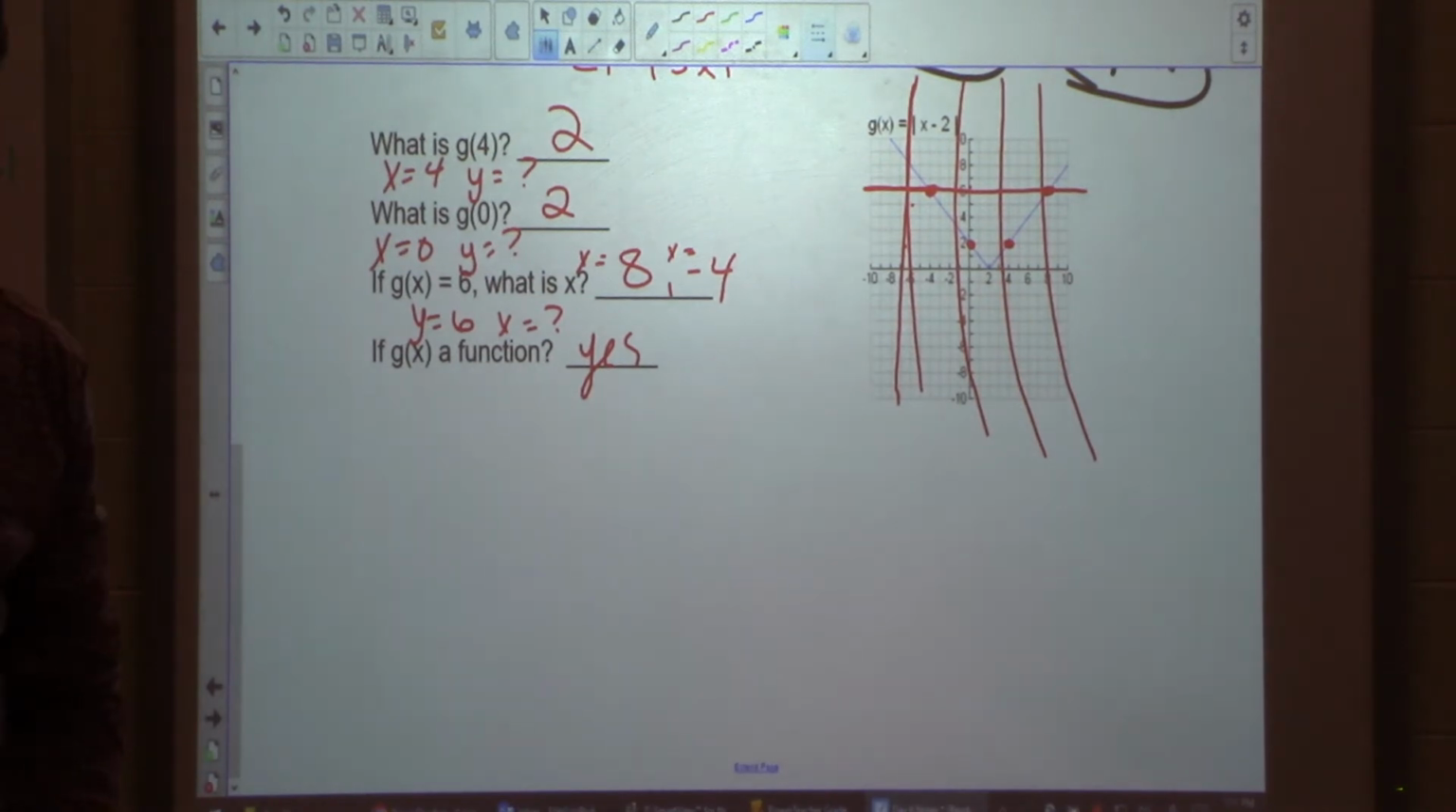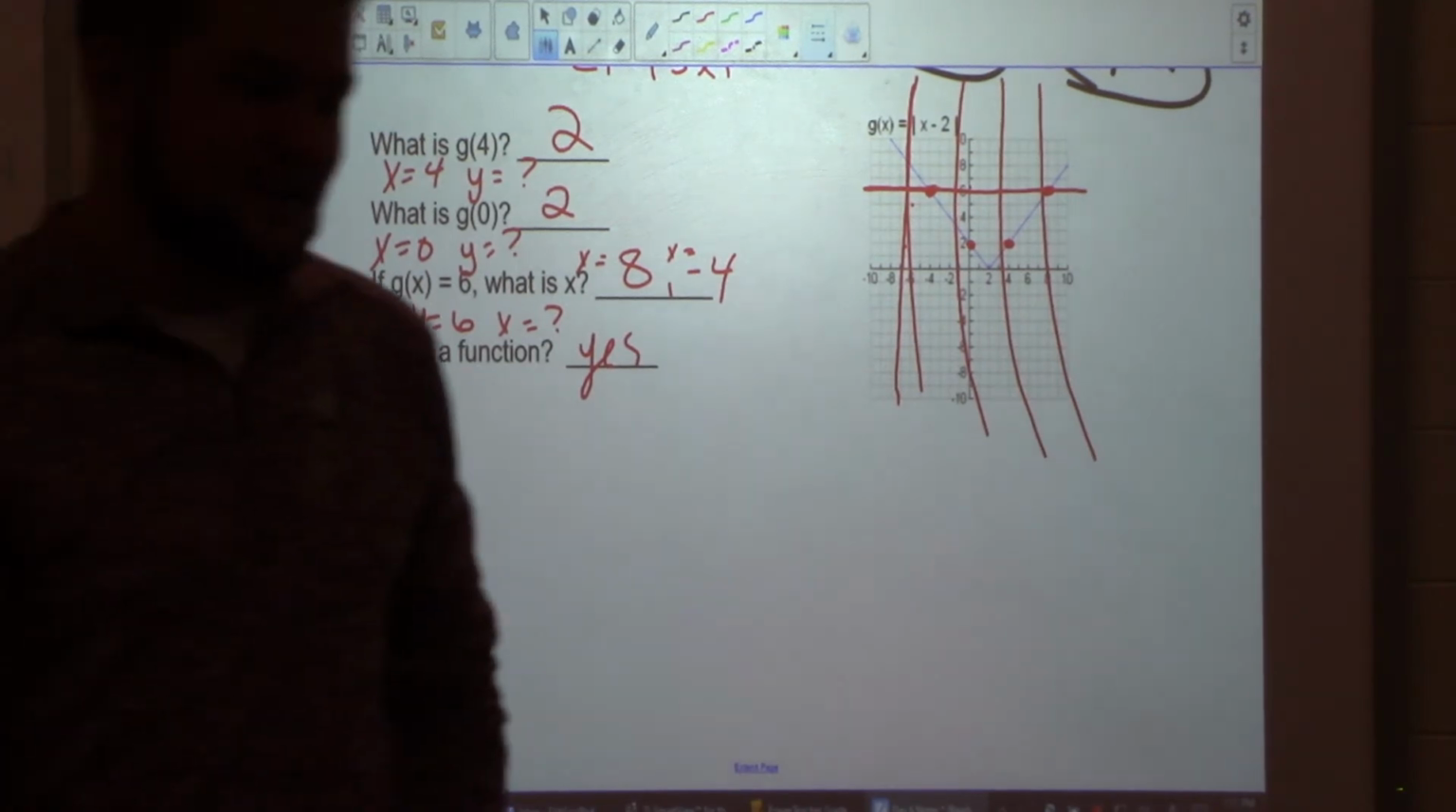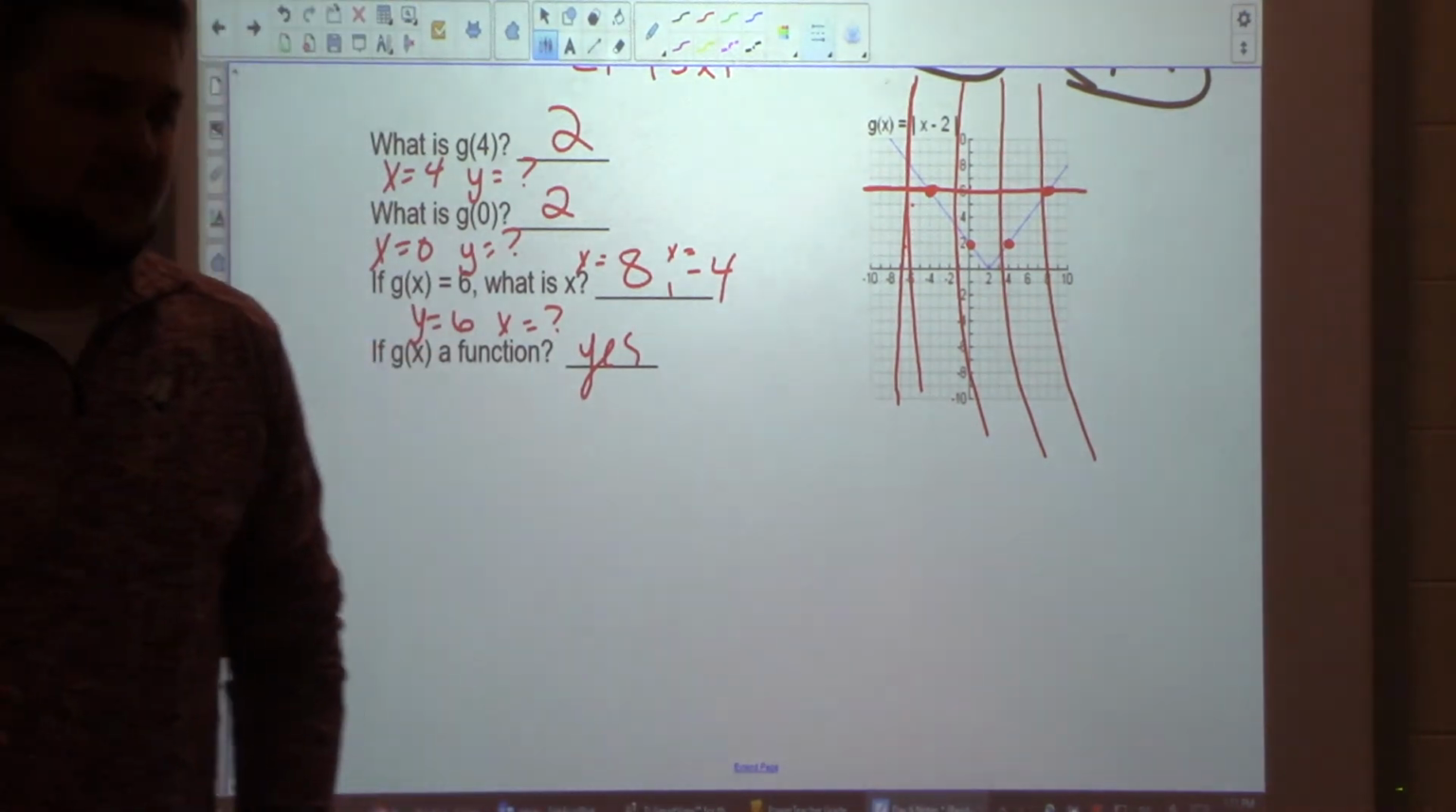I'm trying to trick you. Draw that horizontal line on. You did trick me this week. Got him good. What? All right. Any questions so far? We got a little left to do.